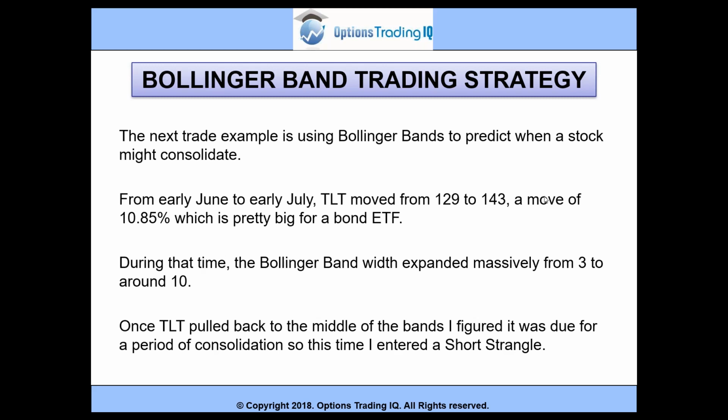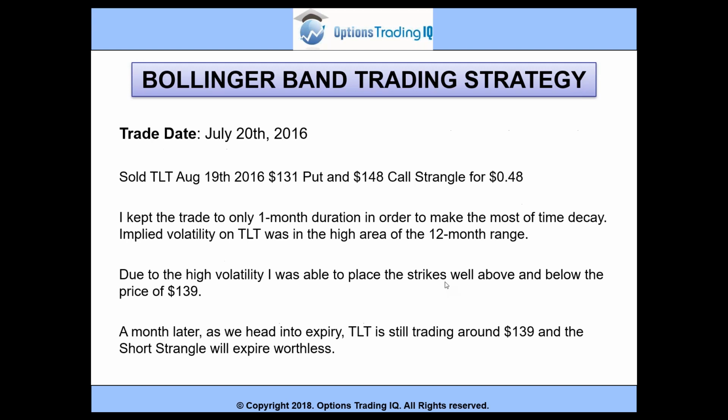So this time I entered a short strangle. So again, expecting a period of consolidation to follow a big period of expansion, we go short volatility. We trade a neutral, short vega, positive theta strangle. So trade details, July 20th, we sold the August 131 put and the 148 call. I kept the trade to only 1 month duration in order to make the most of time decay.